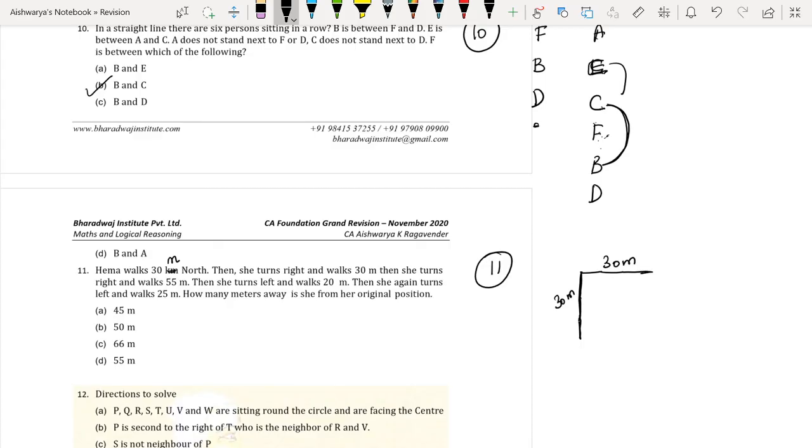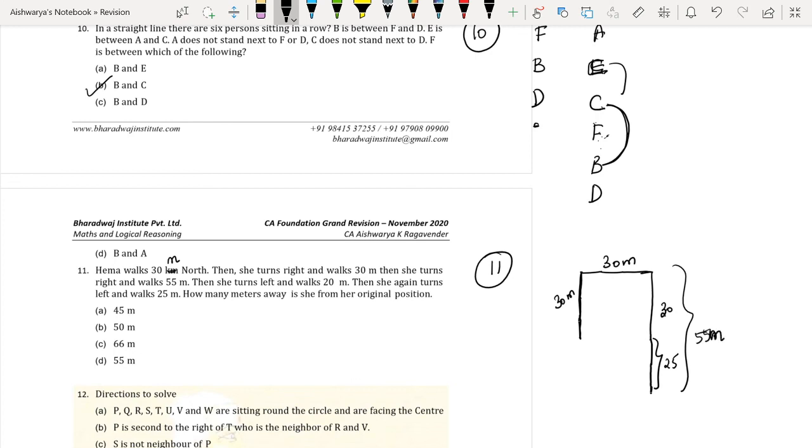And then again she turns right and walks 55 meters. So which means she's covered 30 with this, okay, another 25. This is 20 and little bit. So this portion is 25. So this whole portion is 55.